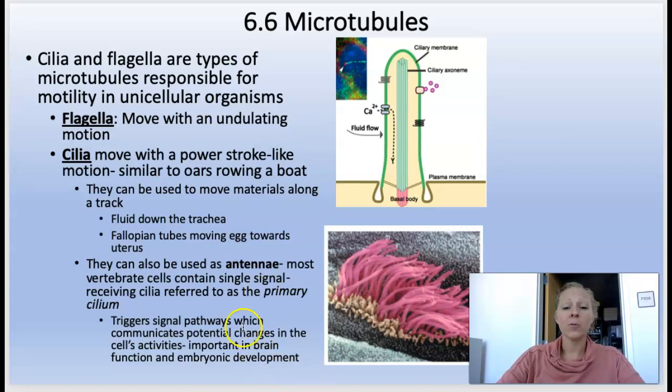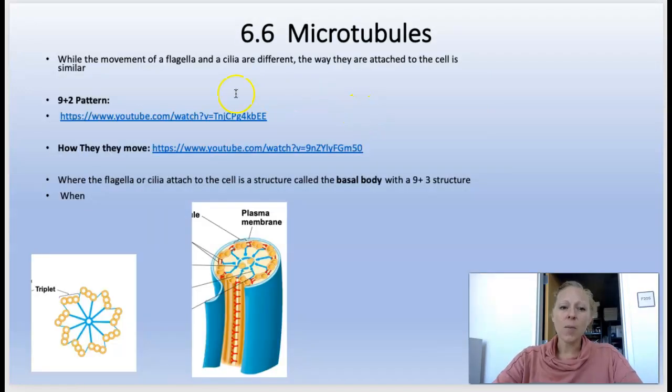And this is going to be very important in brain function and embryonic development. There's lots of cells signaling other cells during embryonic development. And so what I have here for you are a couple videos about microtubules, about the 9+2 pattern.